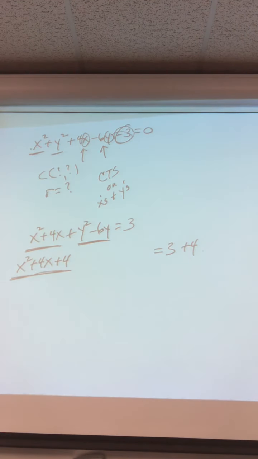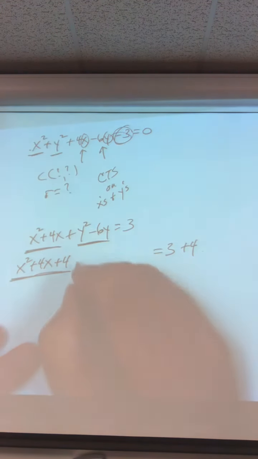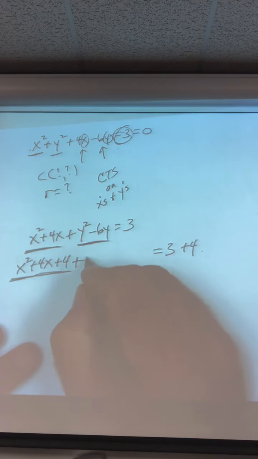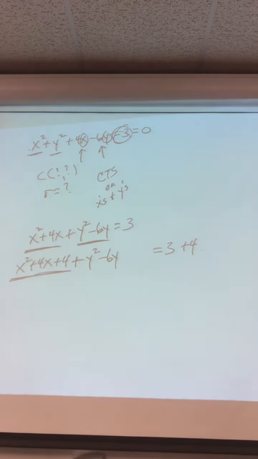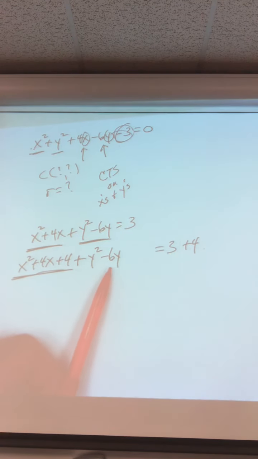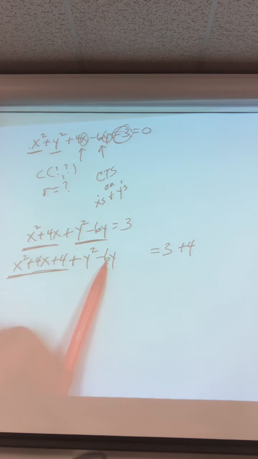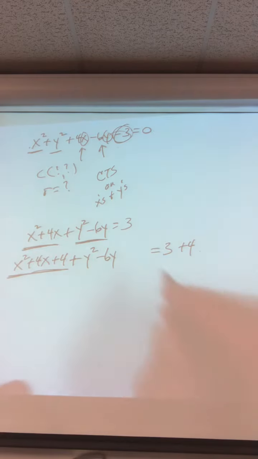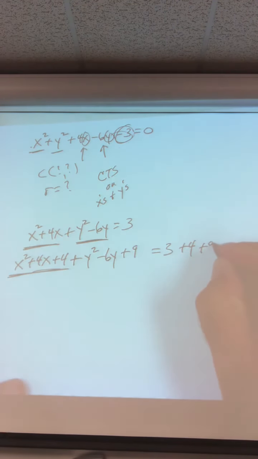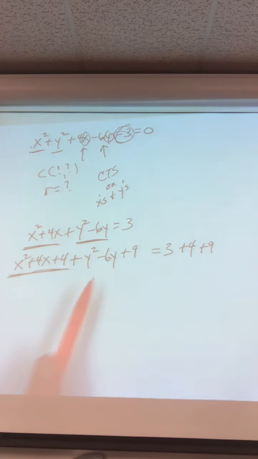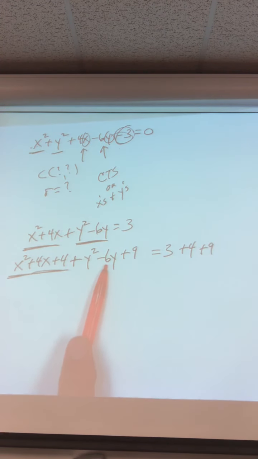Now, let's complete the square on the y's. Plus, copy this down. All right. Take half of the 6. Half of 6 is 3. Square it. 3 squared is 9. And add that to both sides. Half of 6, which is 3. 3 squared is 9. And add that to both sides.